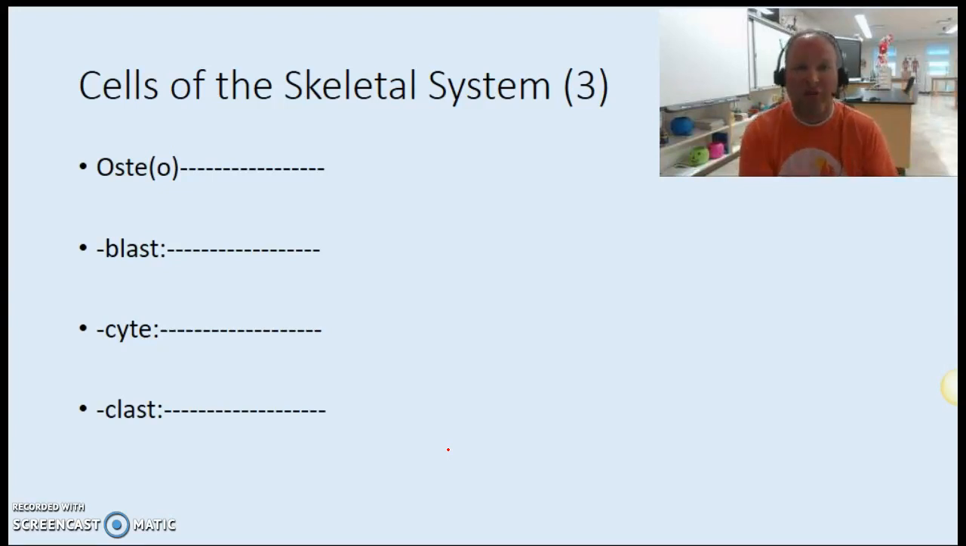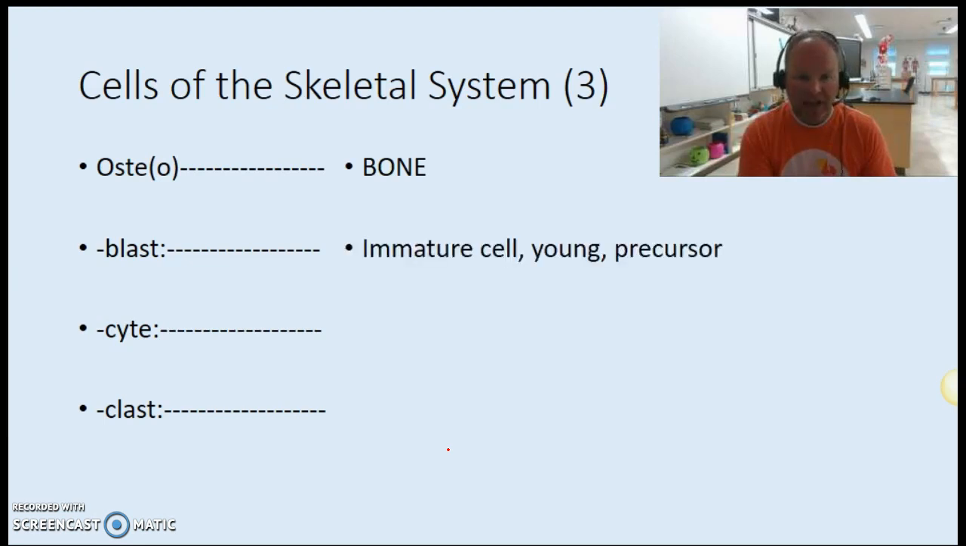So sitting at home at your computer or on your phone, could you tell me what osteo is? Could you tell me what blast is? Could you tell me what site is? Once you get these, cells will be a piece of cake. Osteo means bone. Blast means an immature cell, a young cell, a precursor cell, okay? Think of it as like a prerequisite. You know how you want to take the class you want, but there's a prerequisite underneath it?